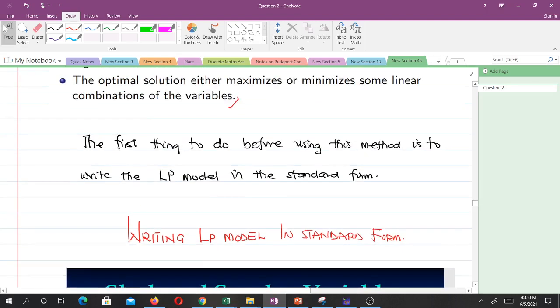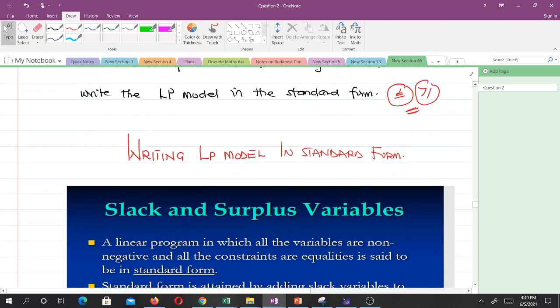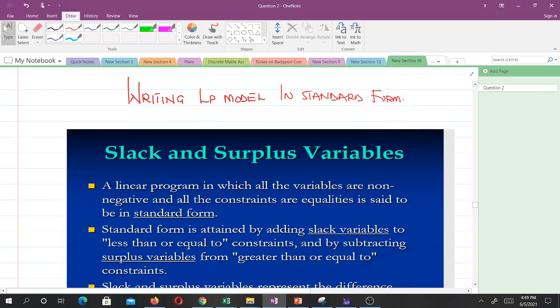And when you have an LP model, you have it in this form: you have less than or equal to, greater than or equal to, or equal to. But in our case, we are going to consider these two, so less than or equal to and greater than or equal to. Okay, so writing an LP model in standard form.